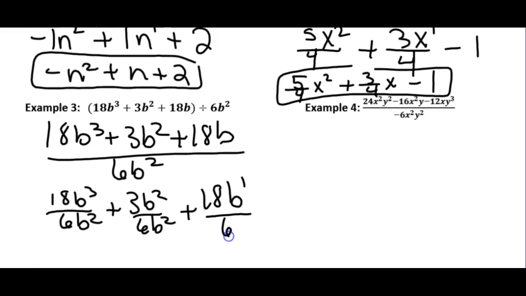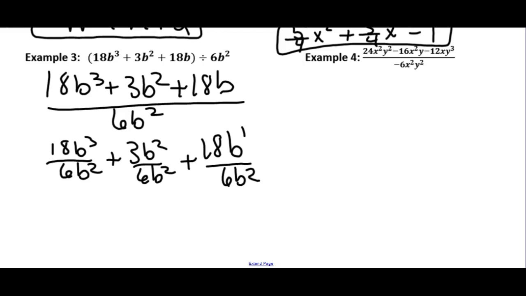That would be my next step. And I just need to simplify it. 18 divided by 6 is 3. More b's on top. How many more? 1 more. Plus 3 over 6 reduces to 1/2, and my b's cancel.